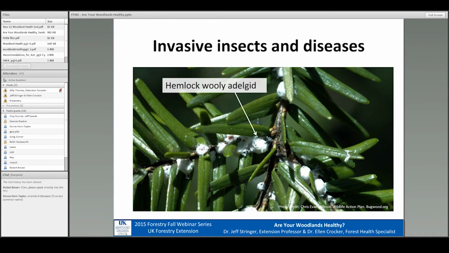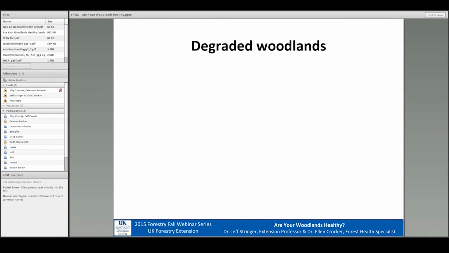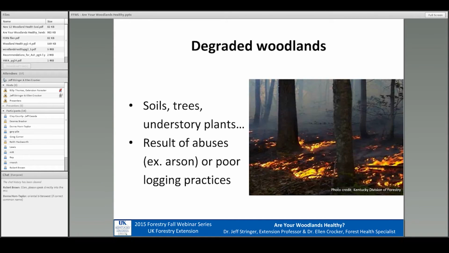So another woodland health threat to be thinking about is degraded woodlands, and this could be degraded soils, trees, and understory plants caused by different disturbances. This might be arson, forest fire, or different woodland abuses, such as poor logging practices, and all of these, particularly if they're done repeatedly or not managed, can decrease the health of your woodlands.